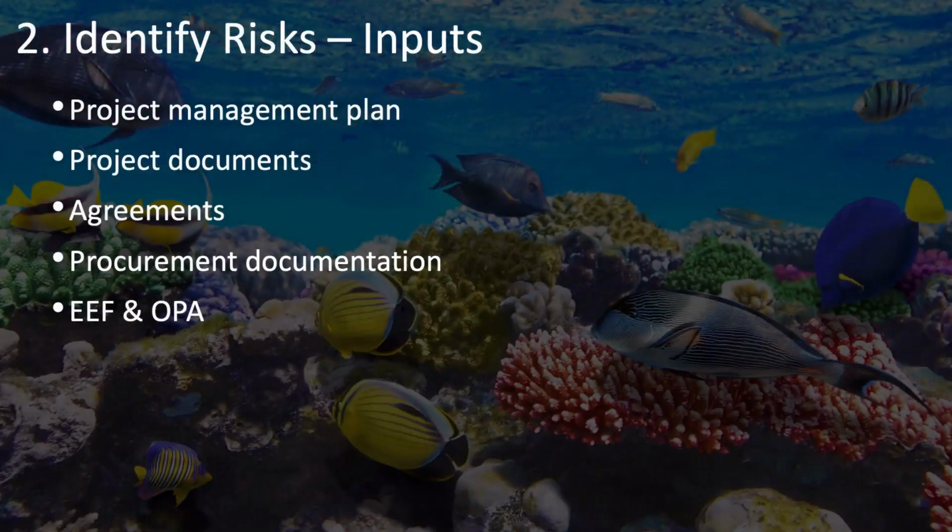Once you have your risk management plan ready, then the next step is to identify risks. Inputs include virtually all of the components of the project management plan and just about any project documents available, as well as agreements, both internal and external, and any of the many procurement documents.